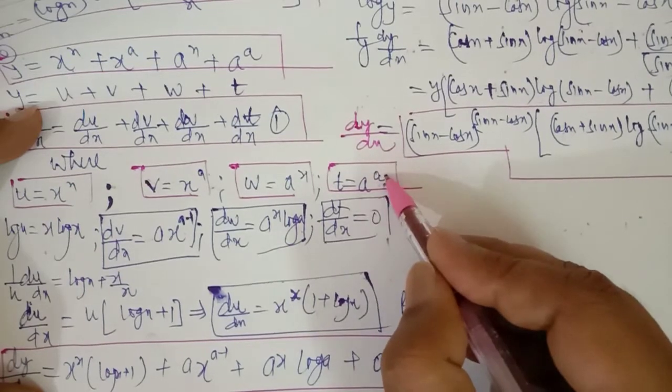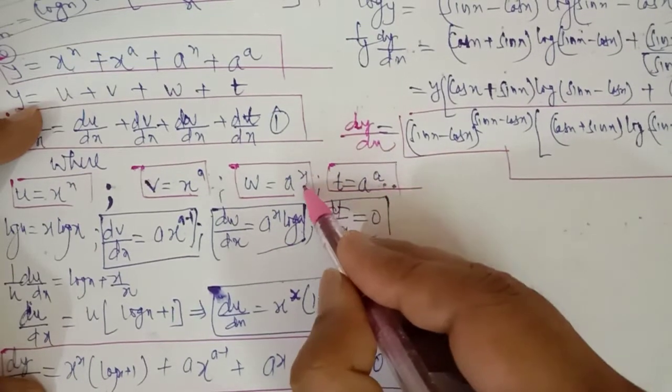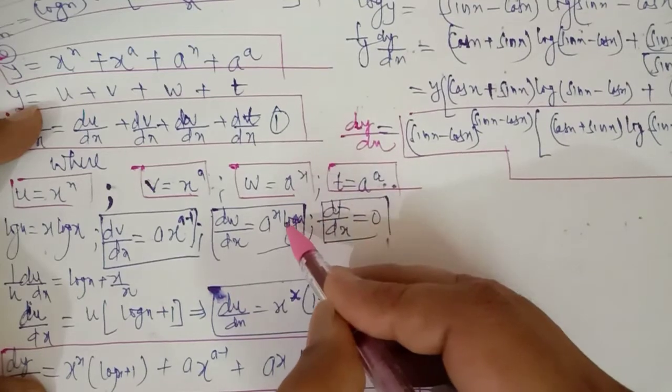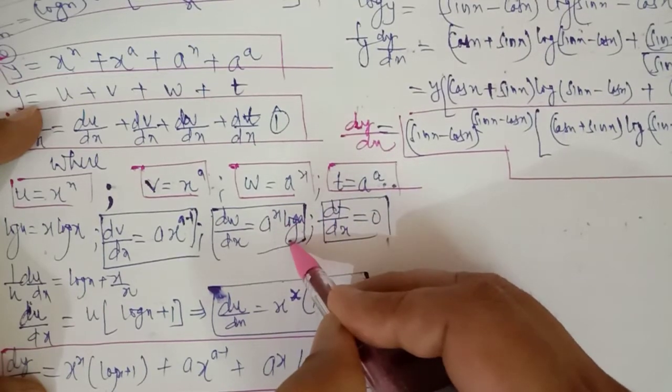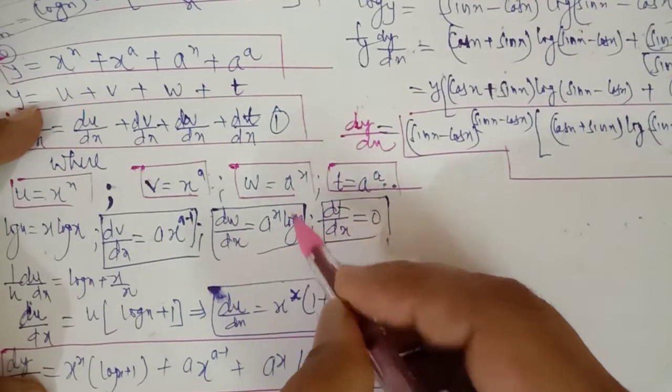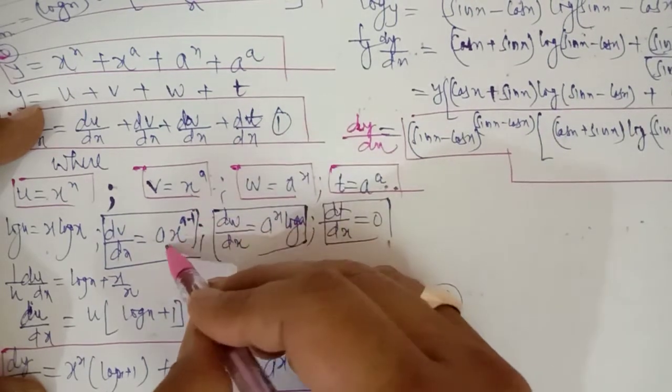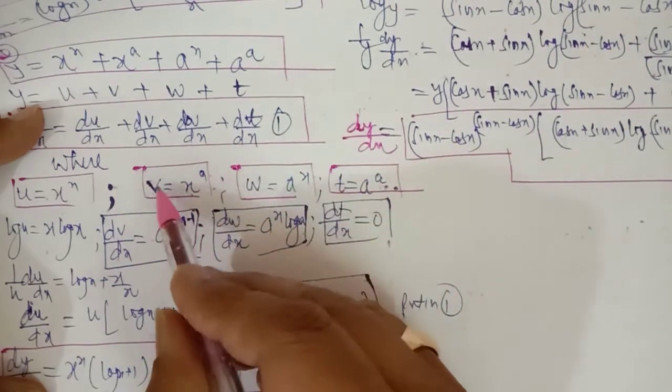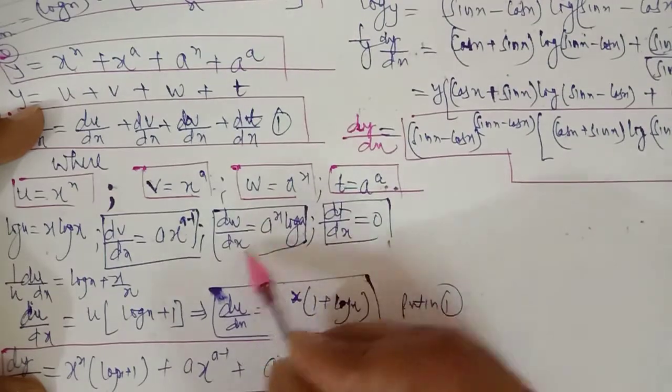A raised to power a is a constant term. This is direct derivative of a raised to power x, which is equal to a raised to power x log a, and this is x raised to power n, a x raised to power n minus 1. So dv upon dx, dw upon dx, dt upon dx.